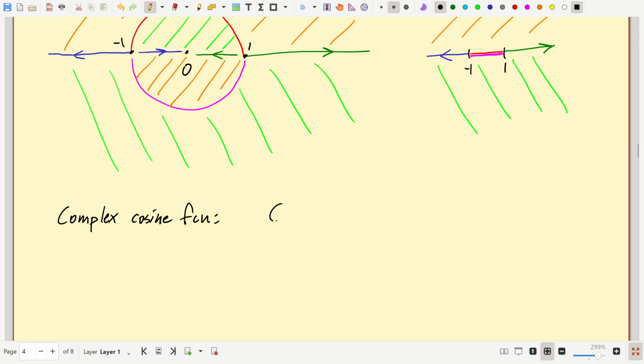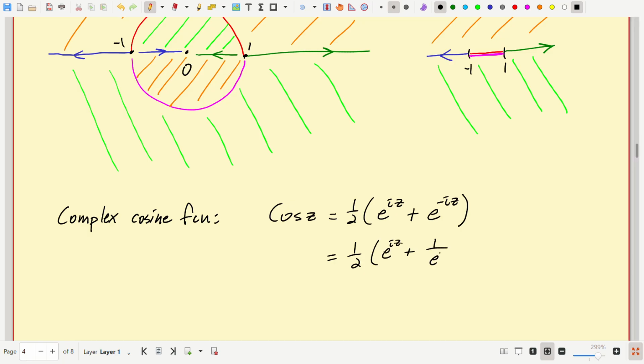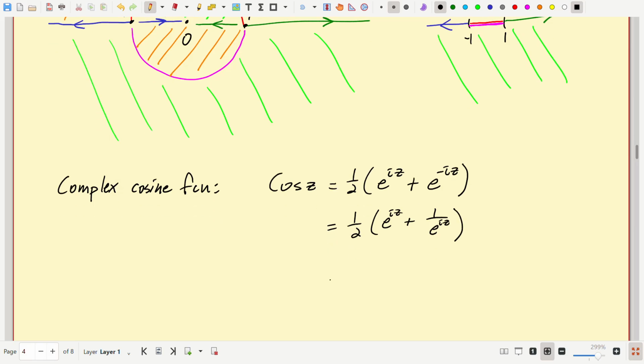Let's see. Cosine z, remember, is 1/2 (e to the iz plus e to the minus iz). And that's 1/2 (e to the iz plus 1 over e to the iz). And when you look at it like that, you realize that is the Joukowsky map of e to the iz.